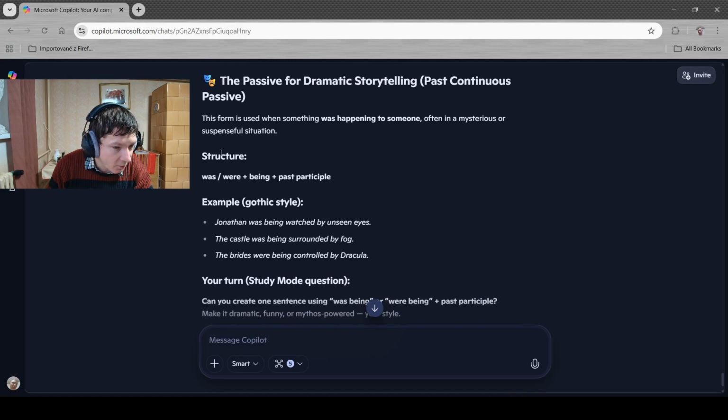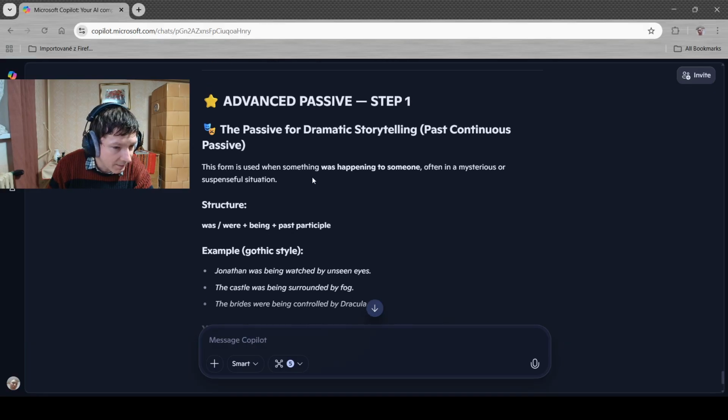Aha. This form is used when something was happening to someone, often in a mysterious or suspenseful situation. Was or were plus being plus past participle. Aha.